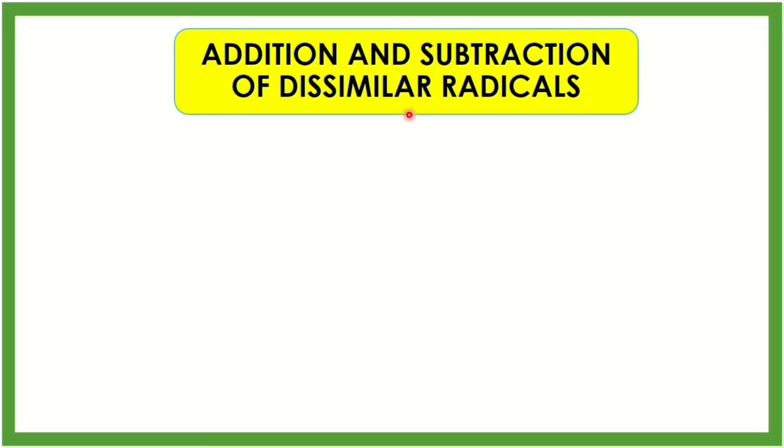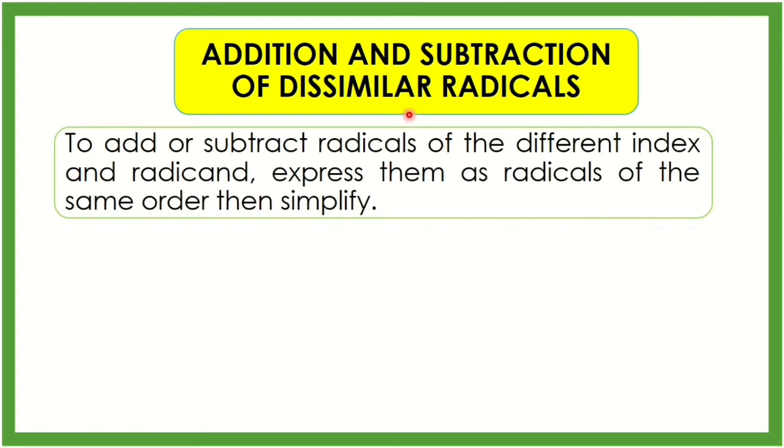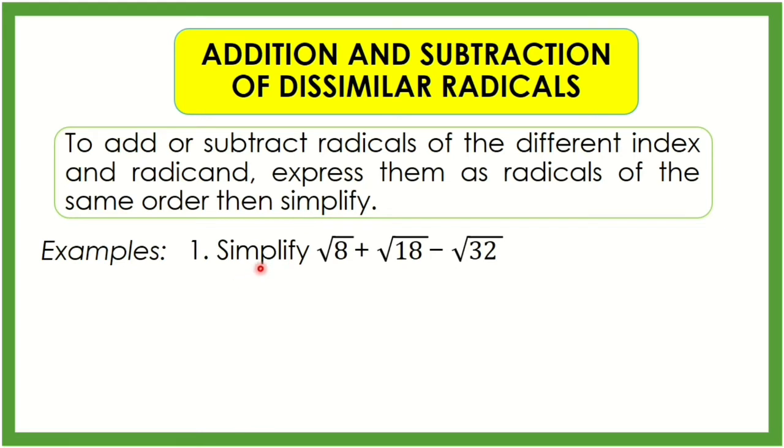Let's add and subtract naman the similar radicals. Kapag nag-a-add at nagsusubtract ng different index and radicand, i-express muna natin yung radicals as with the same order and then we will simplify. For example, number 1, simplify square root of 8 plus square root of 18 minus square root of 32. Magkakaiba ang kanilang mga radicand. Therefore, gagawin muna natin silang radicals with the same order and radicand.